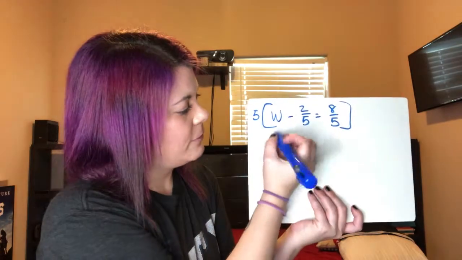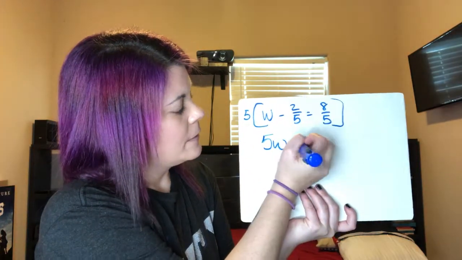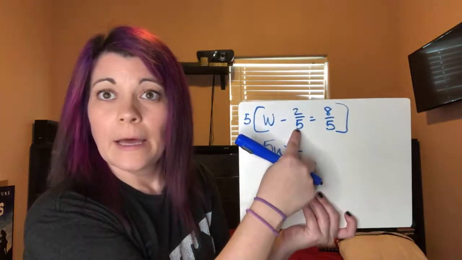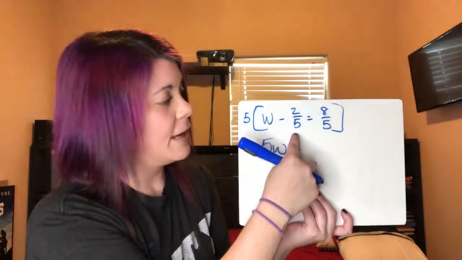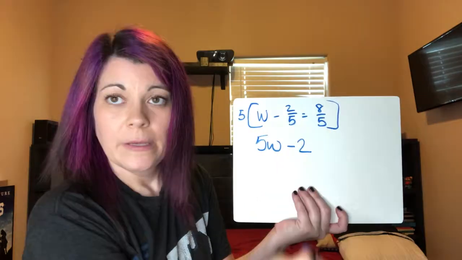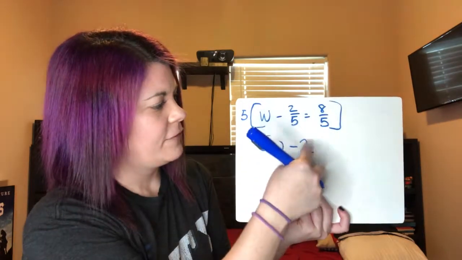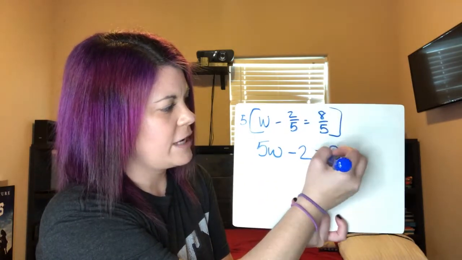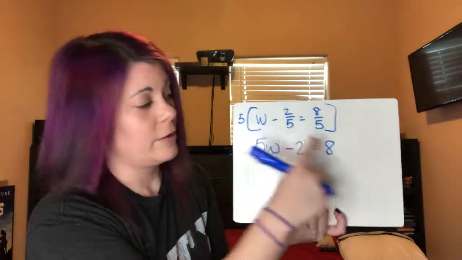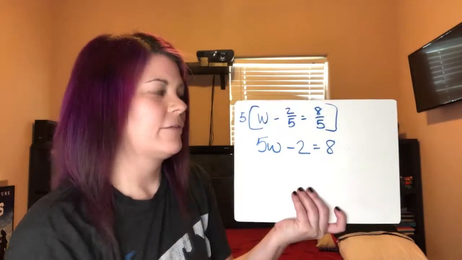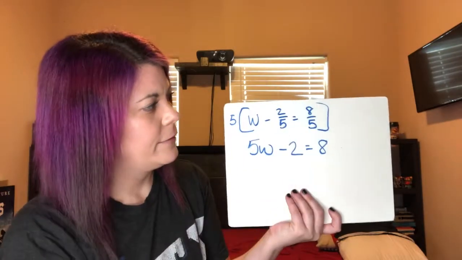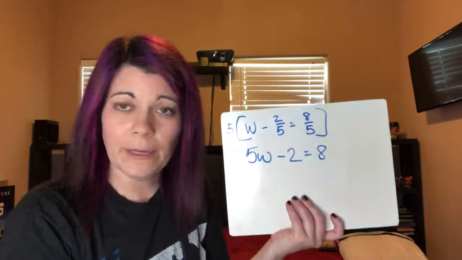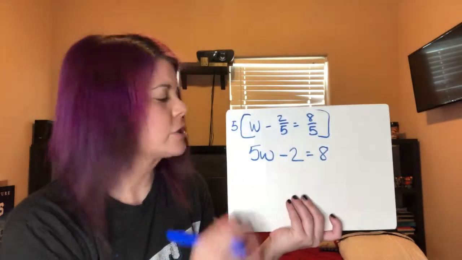So 5 times w is 5w. And then 5 times 2/5, well, this 5 will cancel out this other 5, so you're just left with 2. Same here, 5 times 8/5 is just 8, because this is in the numerator, that's in the denominator, so they cancel each other out, just leaving the numerators. And that's why we did it, because we wanted to get rid of the denominators.